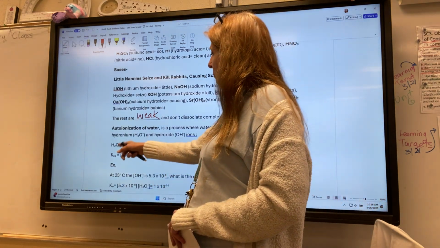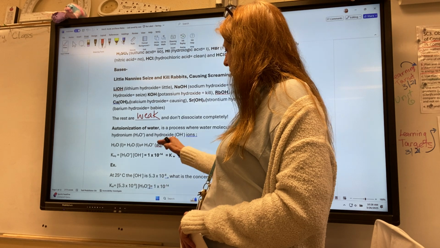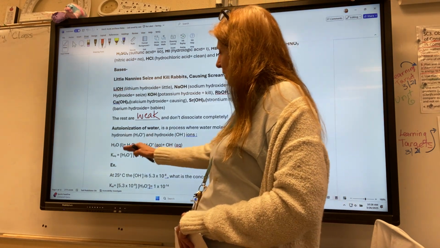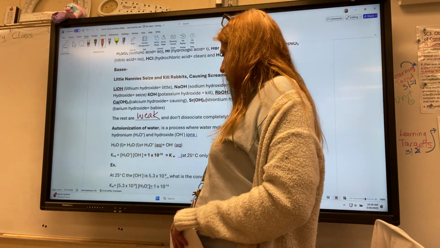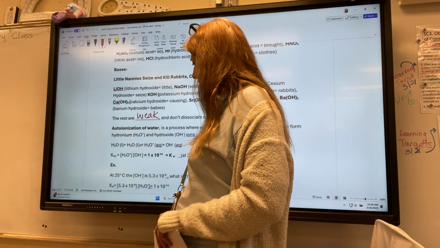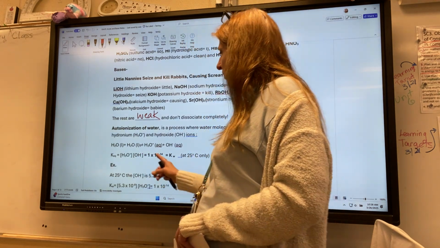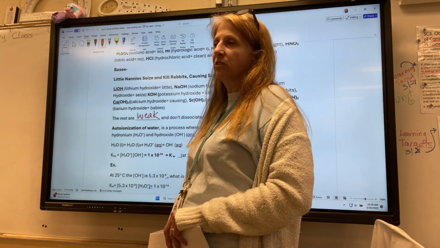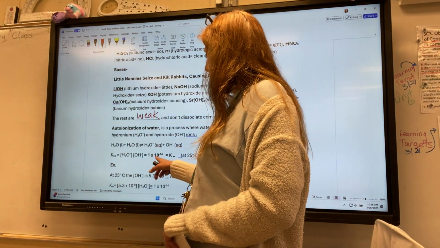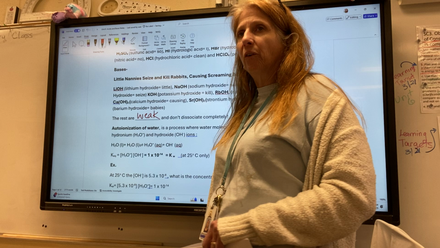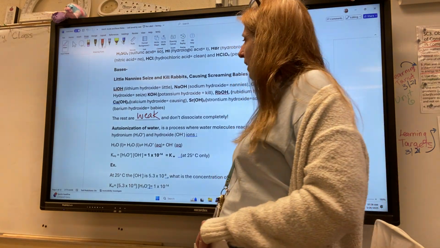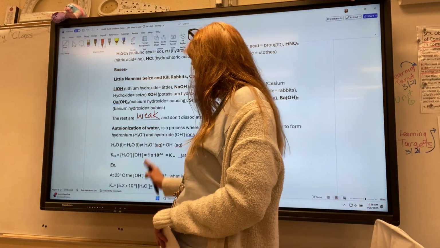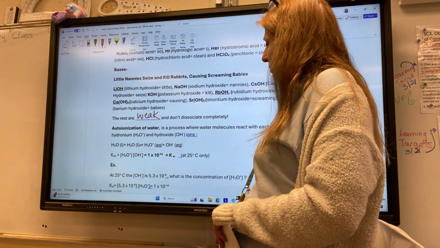Now, we can write the equilibrium constant for this, can't we? We leave out the pure water, and so it's just the products, which go in the numerator, the concentration of hydronium times the concentration of hydroxide. Now, that is our equilibrium constant, our equilibrium expression. And it always equals 1 times 10 to the negative 14th. If you have water breaking apart, that's what its equilibrium constant is.